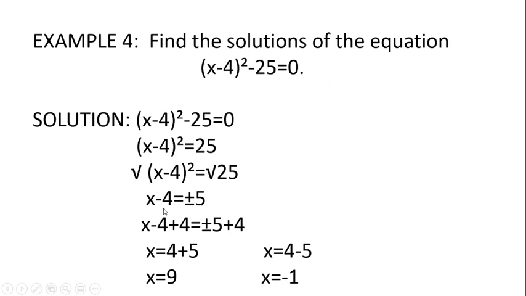To remove the negative 4, we add 4 to the left side, and since we add 4 on the left, we also add it on the right side. So x minus 4 plus 4 equals plus or minus 5 plus 4. The left side becomes 0 from negative 4 plus 4, leaving just x. On the right there are two: positive 5 plus 4 becomes 9, and negative 5 plus 4 becomes negative 1. So there are two solutions: 9 and negative 1.